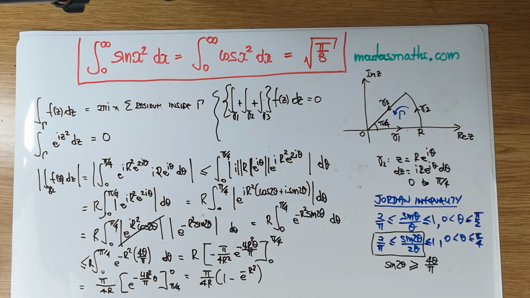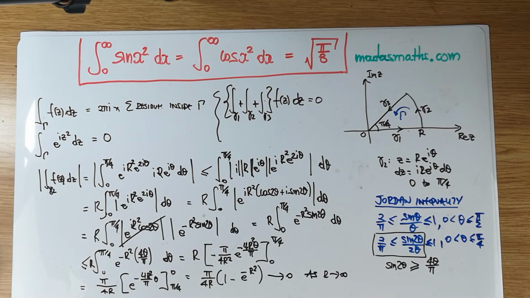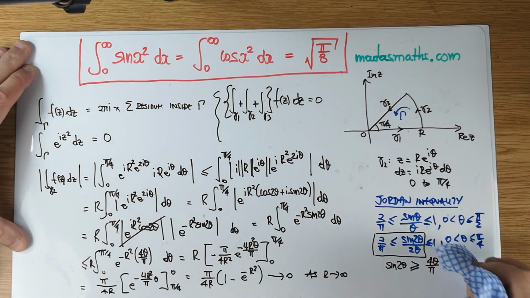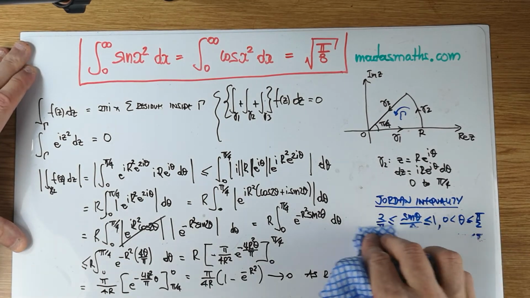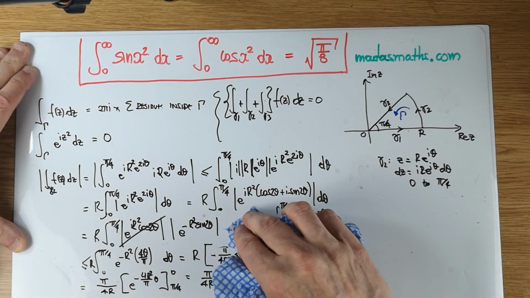And what happens to this as r tends to infinity? This definitely goes to 0. First of all, e to the minus r squared will definitely go to 0. So the dominant term of the bracket is this 1, and of course that's of the order 1 over r. Therefore, this tends to 0 as r tends to infinity. So as perhaps we expected, the contribution around the semicircular arc is 0, so we can concentrate now on the straight line segments.